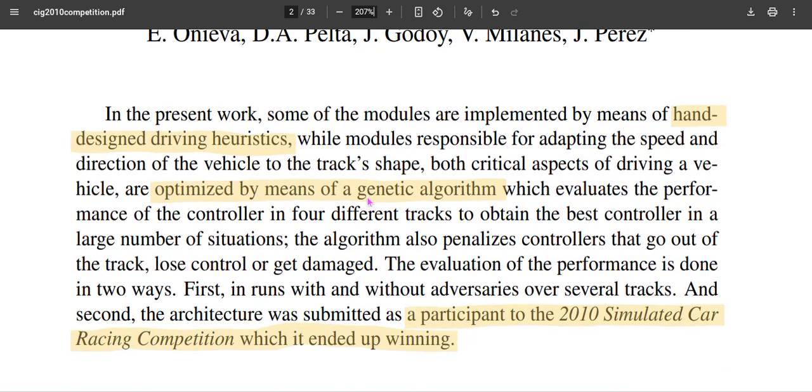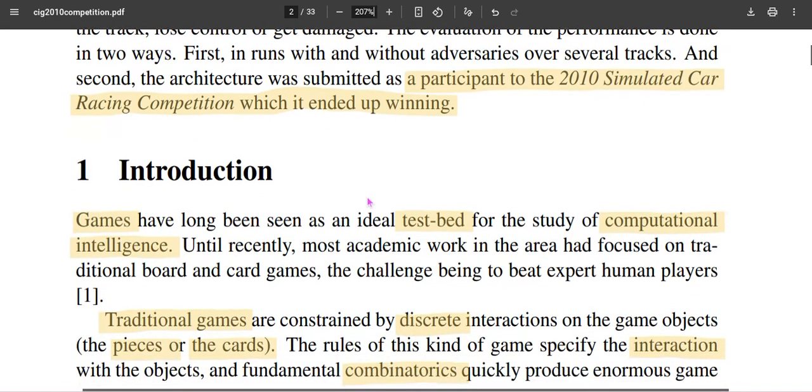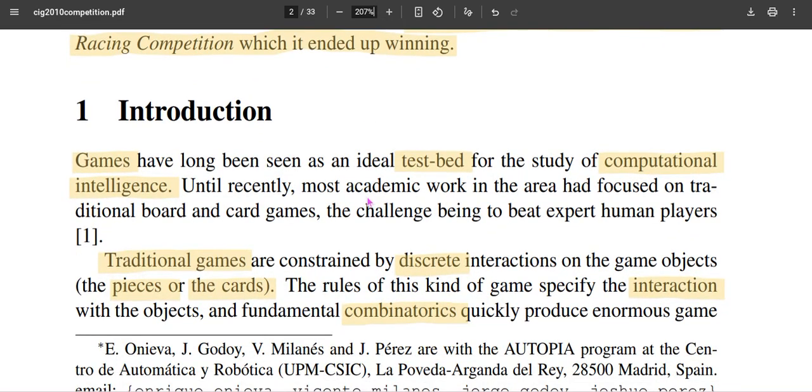This evolutionary-based control system for designing this car racing driver participated in the 2010 simulated car racing championships, and finally it ended up winning the competition. So we see that today's games have become a test bed for the study of computational intelligence.